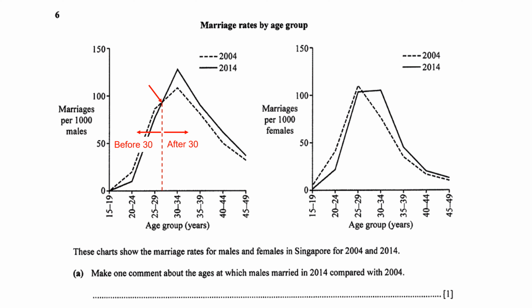You can see that after 30 years old, the solid line is higher than the dotted line. At the area before 30 years old, the dotted line is higher than the solid line. Hence, we can make a conclusion to say that the male in 2014 generally married at higher ages compared to males in 2004.